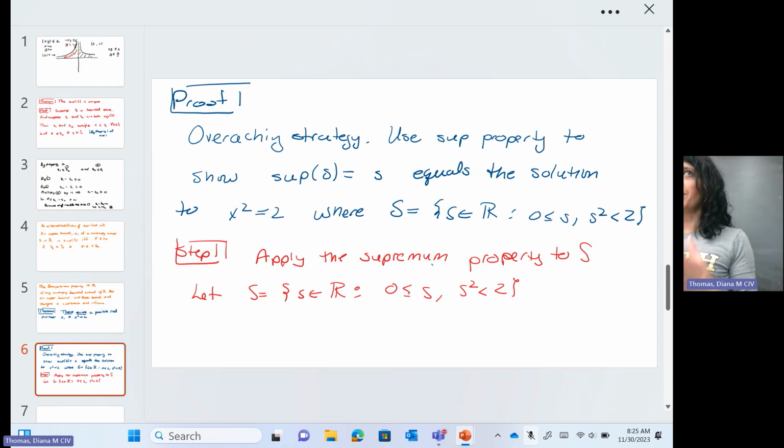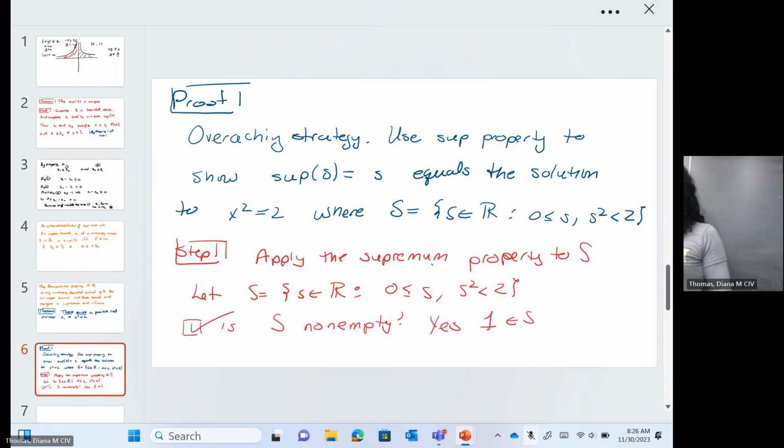So to be a sup, you have to have two things. You have to have that it's non-empty. Is this set non-empty? Can you think of something where you square it and it's less than 2? Give me just one thing that's in there. One. So the completeness property says that it has to be a non-empty set.